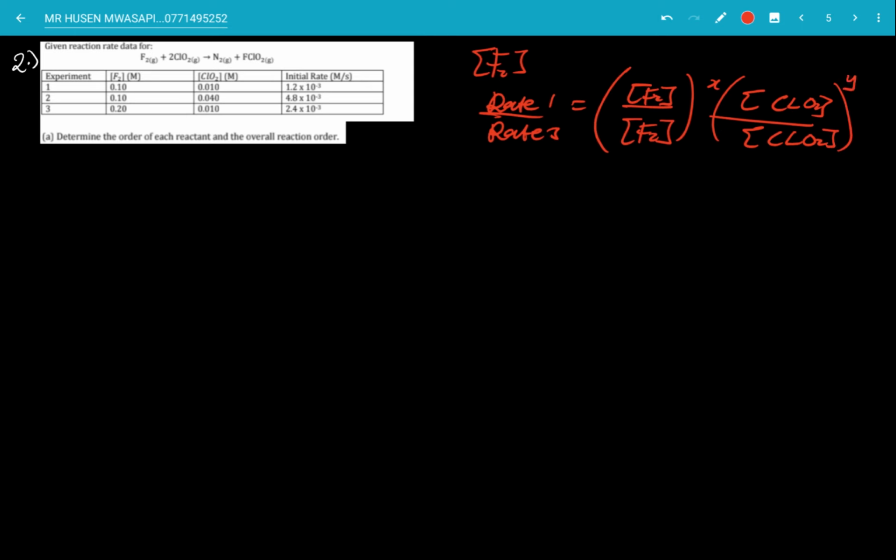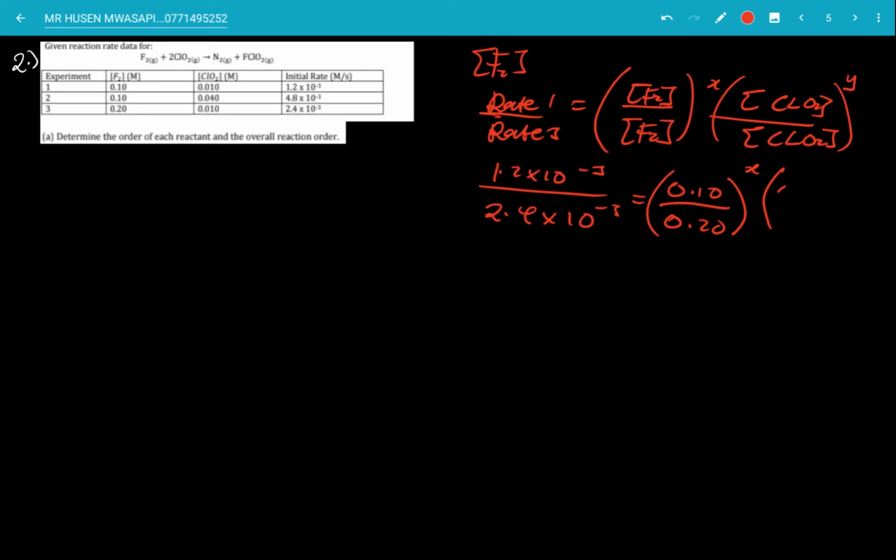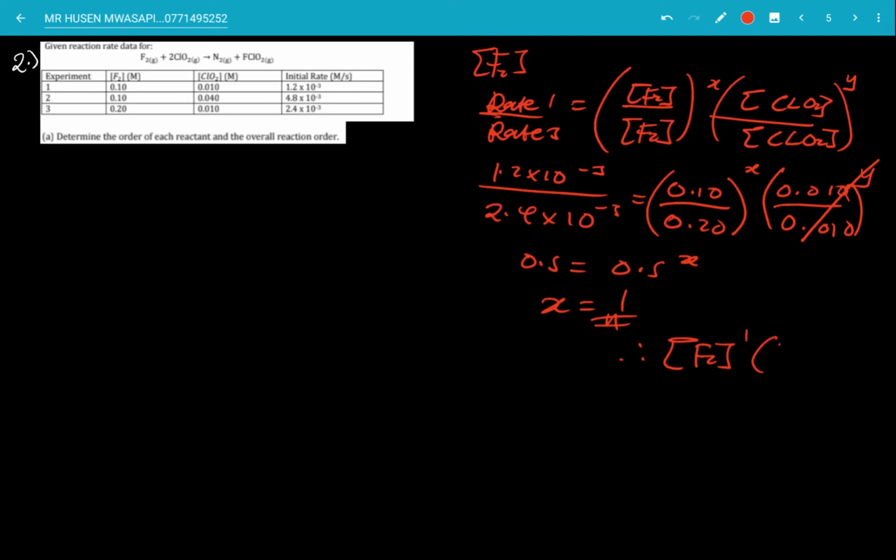Alright, so we can begin to substitute. Rate 1 is 1.2 times 10 to the minus 3 over rate 3, which is 2.4 times 10 to the minus 3, being equal to the concentration of F2 for rate 1, 0.10, over rate 3, 0.20, to the x. For the other one, we have 0.010 over 0.010 to the y, so this cancels out. If we do a quick computation, we have 0.5 being equal to 0.5 to the x. So this basically just gives you 1. So x is equal to 1. Therefore, we can say the order of F2 is first order.